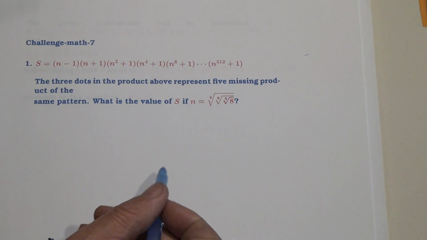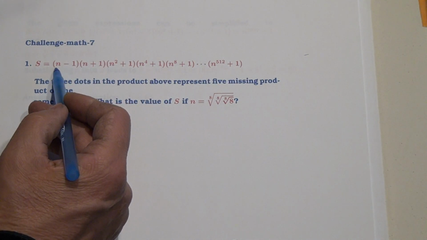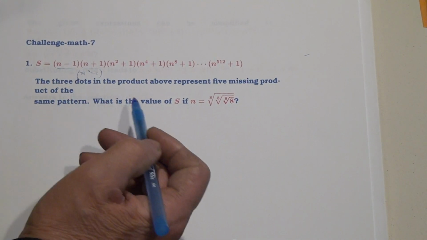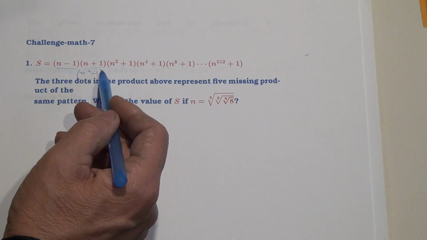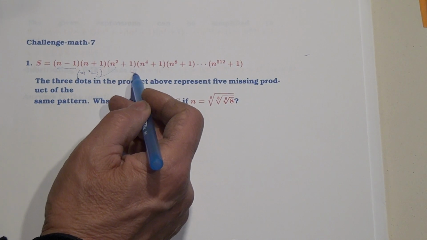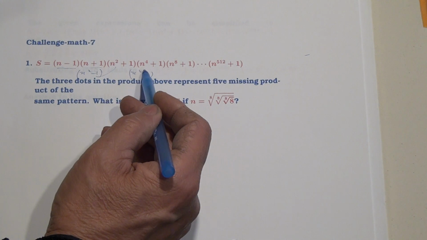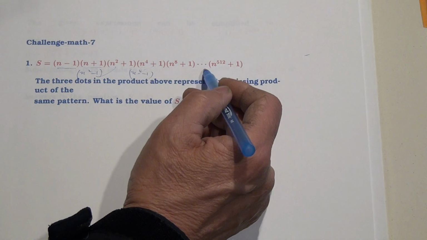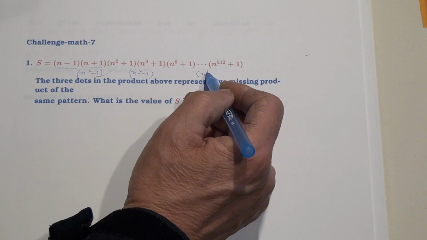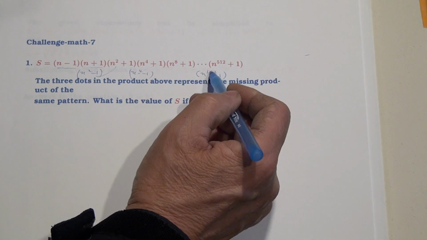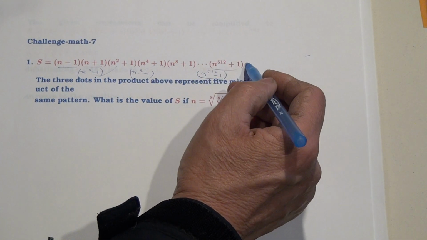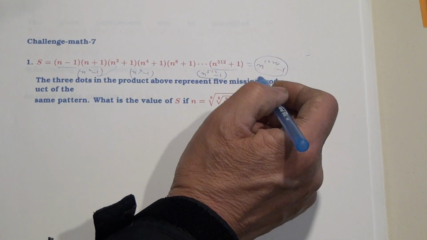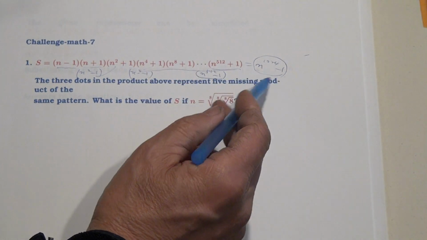Now, did you get the answer? You look at here: n minus 1 times n plus 1 will be n squared minus 1. Okay, it's a factoring problem. If you multiply these two terms, you will get n to the 4 minus 1 again. So it is the same pattern, plus or minus, all the way up to here. Then right before here, you will get n to the 512 minus 1. If you multiply these two, you will get n to the 1024 minus 1. So you simplify this into that form.